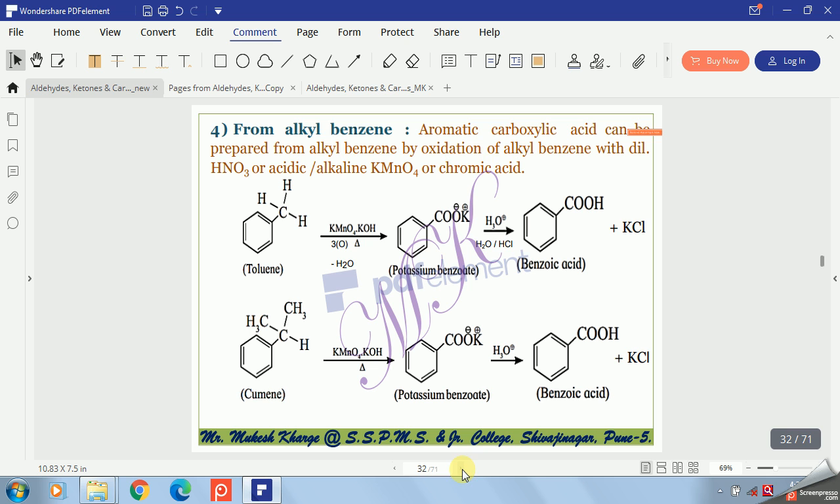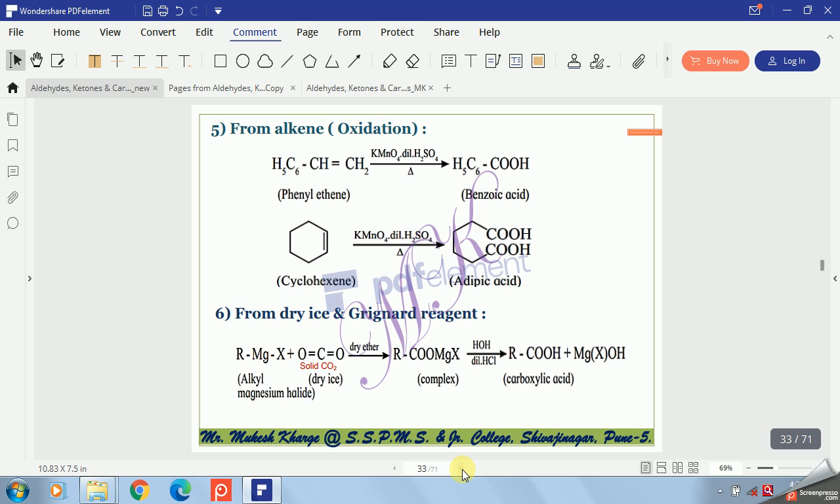Then next is from alkene by oxidation reaction. So C6H5CH=CH2 means phenyl ethene; a hydrogen of ethene is replaced by a phenyl group. It undergoes oxidation. The oxidizing agent is KMnO4 in presence of dilute H2SO4. So we have to oxidize the carbon-carbon double bond.